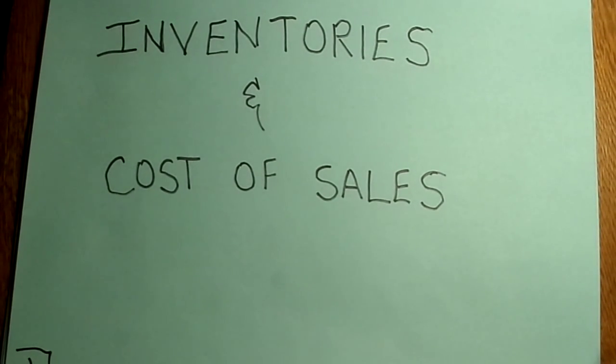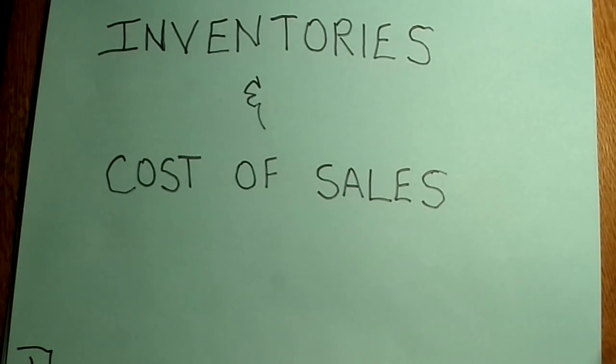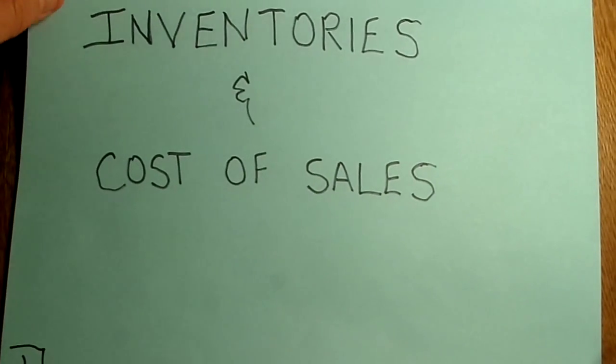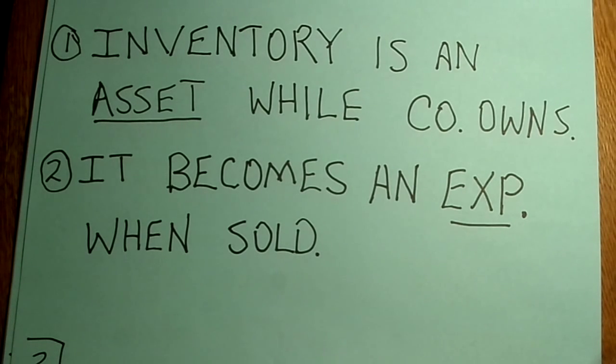Hello. In this chapter, we talk about inventories and cost of sales. Inventory is an asset account while the company owns the inventory. When the inventory is sold, we have to reduce the asset, and the offset becomes a cost of goods sold expense. So in essence, the inventory turns from being an asset to being an expense.